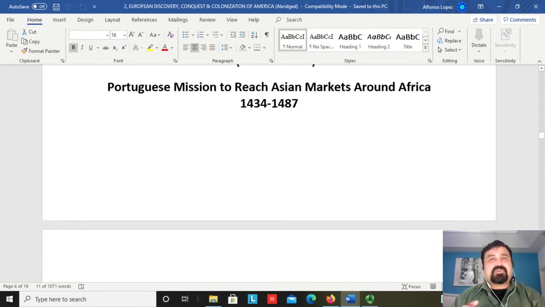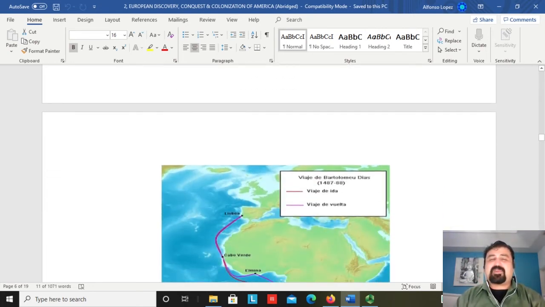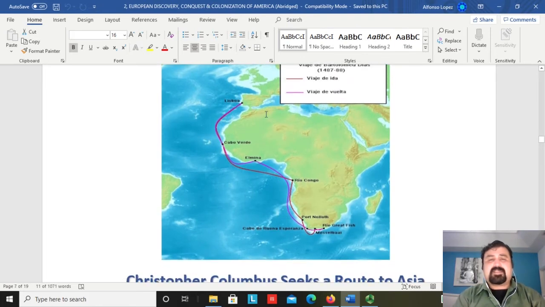So therefore, from 1434 to 1487, the Portuguese are going to accelerate their missions, their explorations to reach the Asian markets by navigating around Africa. Every year in those decades of the 1400s, they were sending ships to explore the water so they could navigate further and further south. By the 1480s, they had reached the southern tip of Africa, but still there was a long way to go.